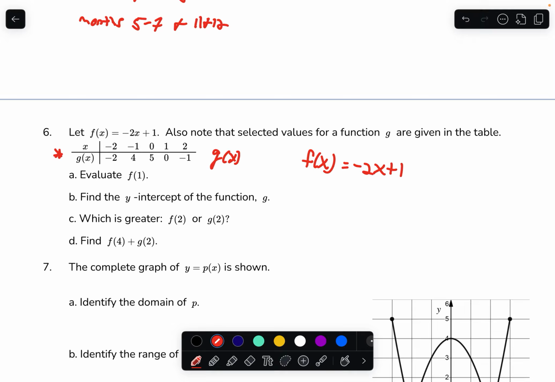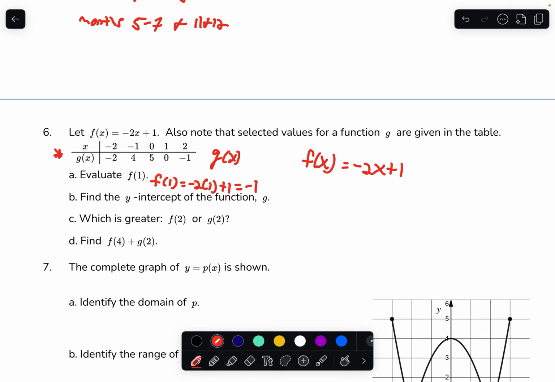So evaluate f at 1. So they really just want you to plug in 1 for x. F evaluated at 1 is going to be negative 2 times 1, because we replace x with 1, plus 1. That's going to be negative 1. Evaluate f of 1, it's negative 1.